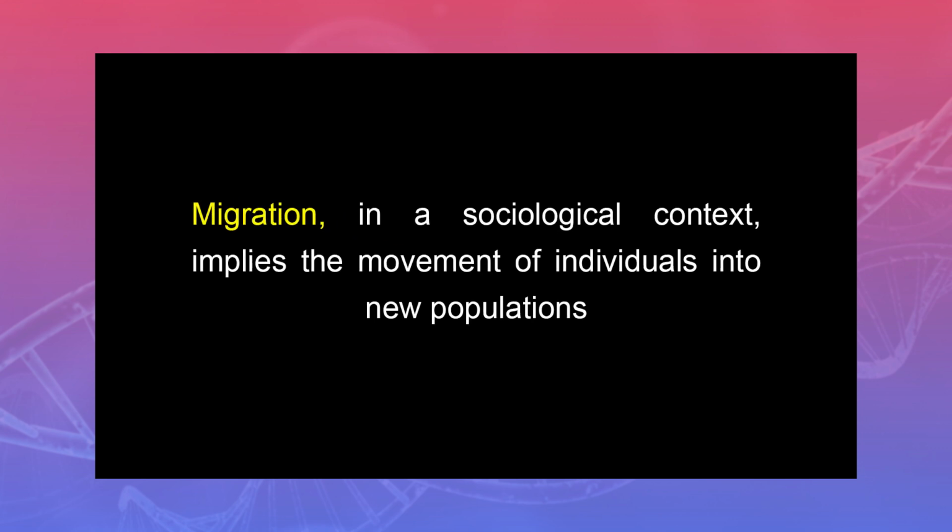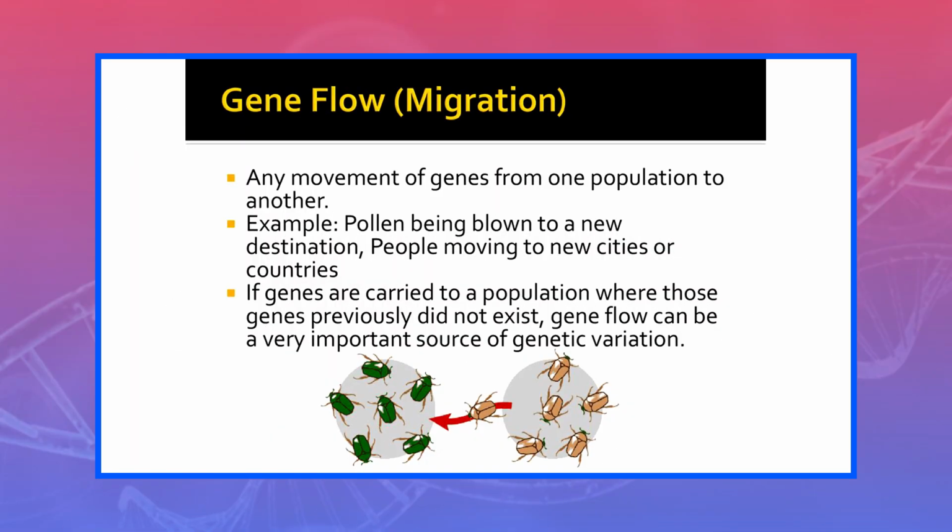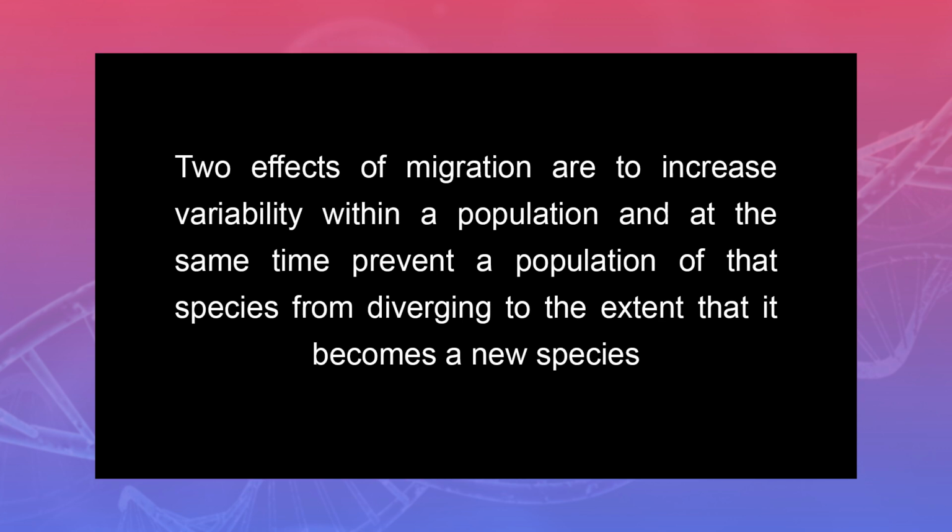Migration in a sociological context implies the movement of individuals into new populations. In a genetic context, though, migration requires that this movement be coupled with the introduction of new alleles into the population. This will only occur after the migrant has successfully mated with an individual in the population. The term that is used to describe the introduction of new alleles is gene flow. The two effects of migration are to increase variability within a population and at the same time prevent a population of that species from diverging to the extent that it becomes a new species.